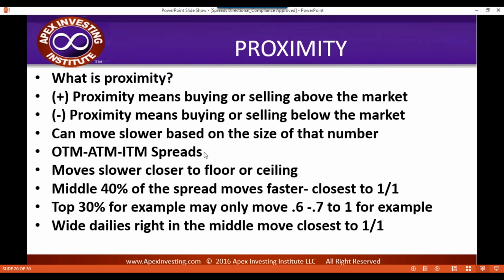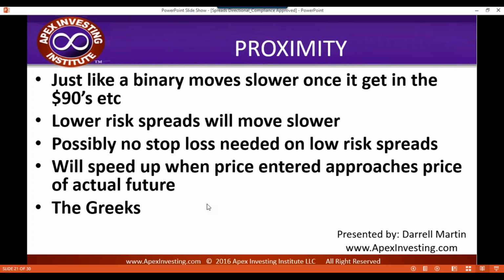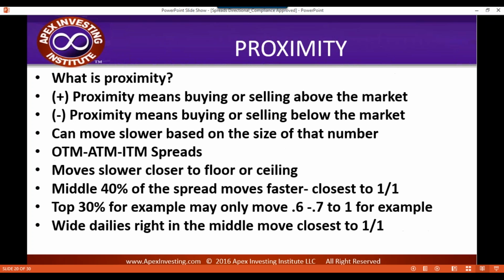The middle 40% of a spread moves the fastest. It moves the closest 1-to-1. Like the top and bottom 30% of a spread may move more like 0.6 or 0.7 to 1. So those wide dailies, they're kind of right in the middle. They move a lot faster.